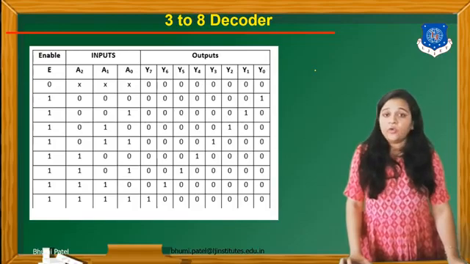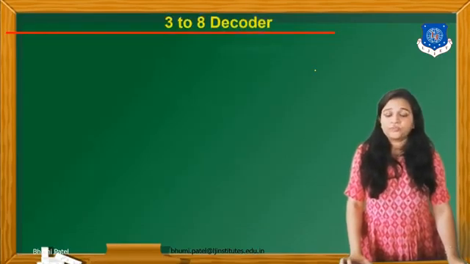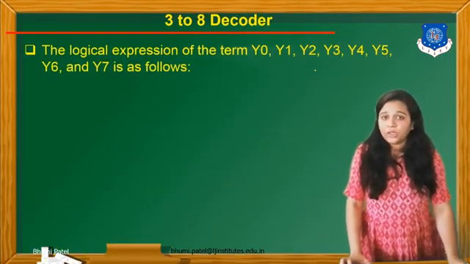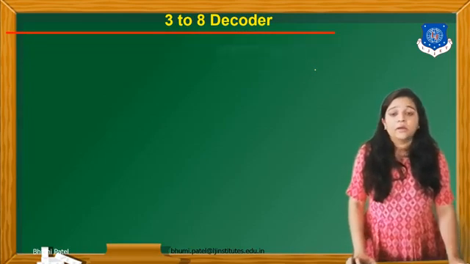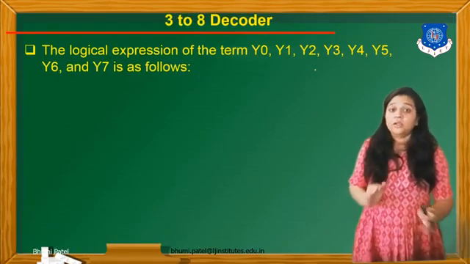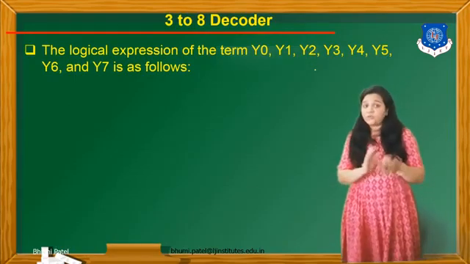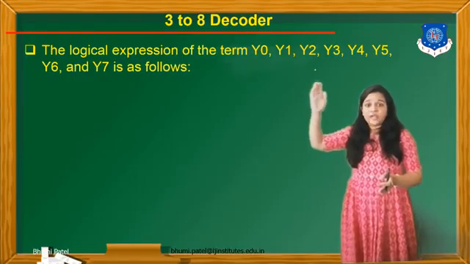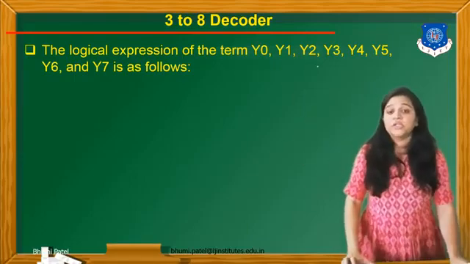So this is the truth table of the 3 to 8 decoder. Clear? Now we can draw the 3 to 8 decoder using the truth table. First of all, we have to write the equation. So how many outputs do we have? We have 8 outputs, starting from Y0 to Y7. So what is the equation?